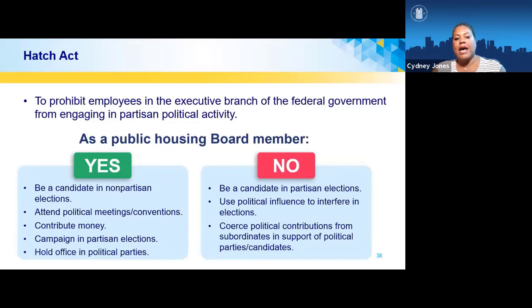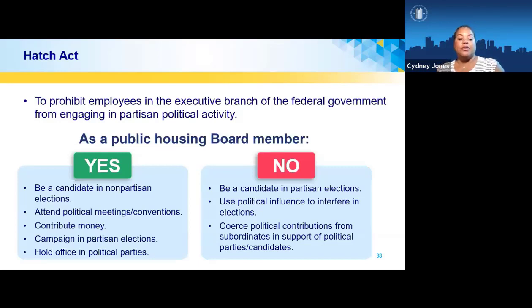We have something called the Hatch Act. The Hatch Act's main purpose is to prohibit employees in the executive branch of the federal government from engaging in partisan political activity. However, it may also apply to the political activities of certain state and local employees. So as a public housing board member, you are allowed to be a candidate in a nonpartisan election. You can attend political meetings and conventions. You can contribute money. You can campaign in a partisan election, and you can hold office in political parties.